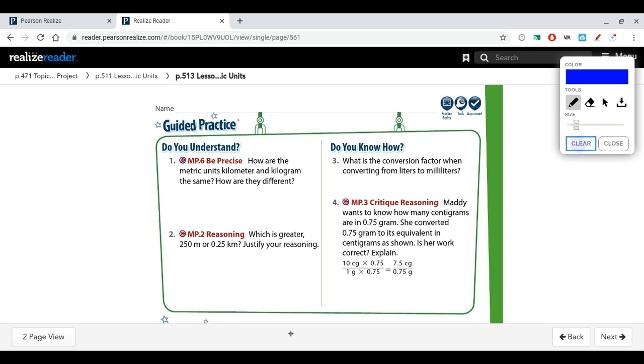Which is greater, 250 meters or 25 kilometers, or 2,500 kilometers, excuse me? Justify your reasoning. So the first thing to do if I am trying to determine which is greater, I need to get them to the same unit of measurement. So I know that 1,000 meters, so I'm going to write my unit rate, 1,000 meters is equal to 1 kilometer. And so I'm going to take my kilometers and multiply that into meters. I want to see how many meters that's going to be.